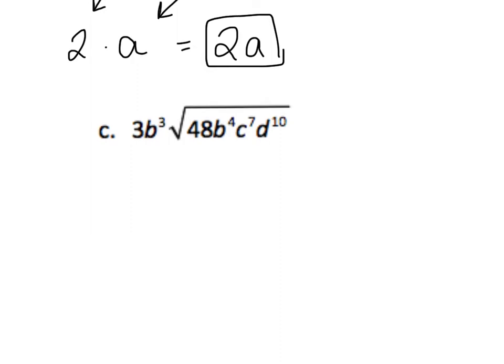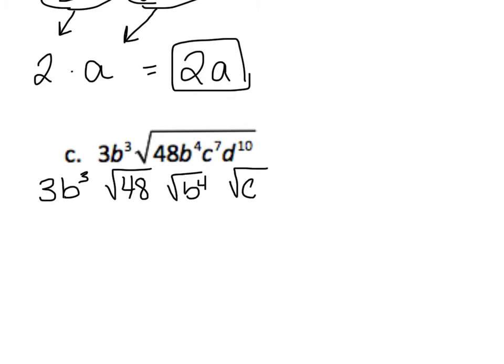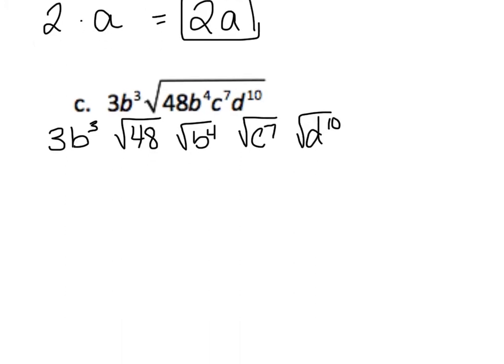For letter C now, we've got a lot of things going on. So I'm going to break this up again, all separately. The first term, 3b to the 3rd, and I've got the square root of 48, the square root of b to the 4th, the square root of c to the 7th, and the square root of d to the 10th. So 3b to the 3rd in the beginning doesn't really get us anywhere. So I'm going to leave that guy alone for now.